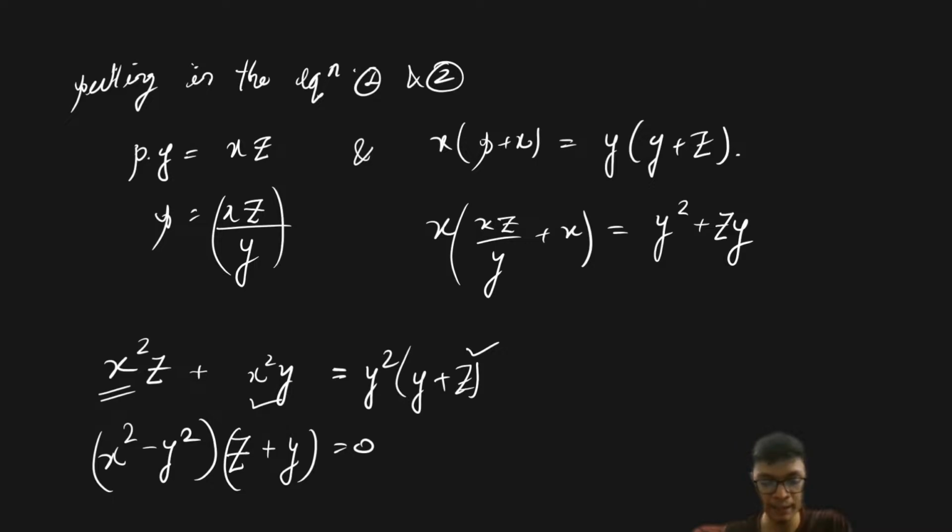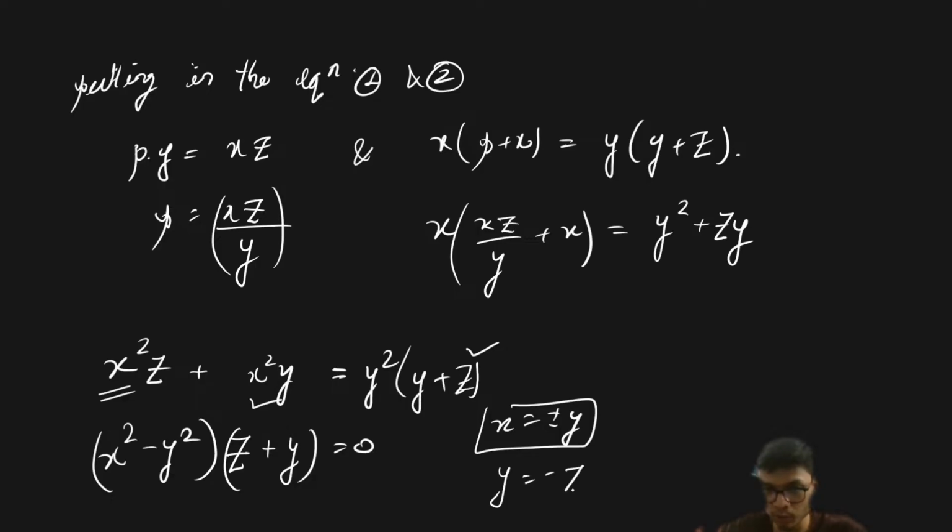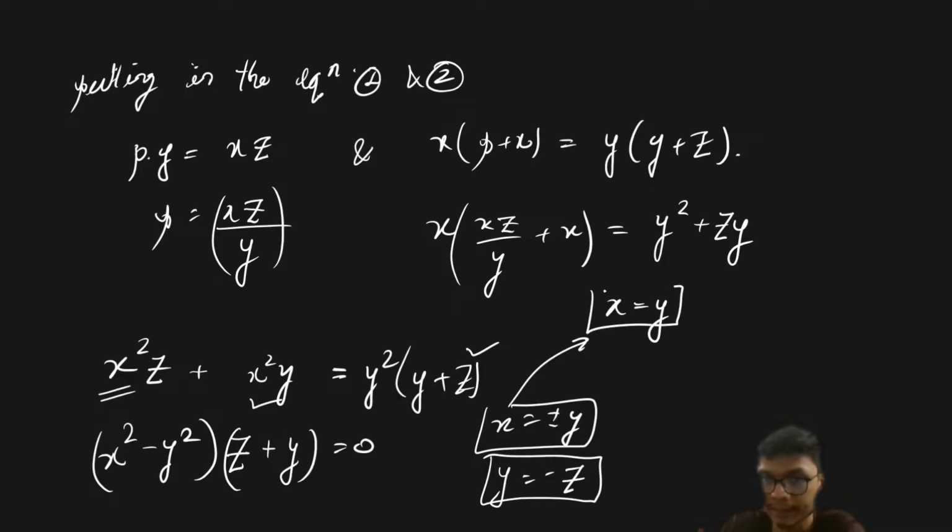From here I'll get closed form solutions, that is x equals plus or minus y, or y equals minus z. Now I will have two cases. If x equals y, then x and y are the natural logarithms of positive numbers a and b. This implies a equals b, which is not true.